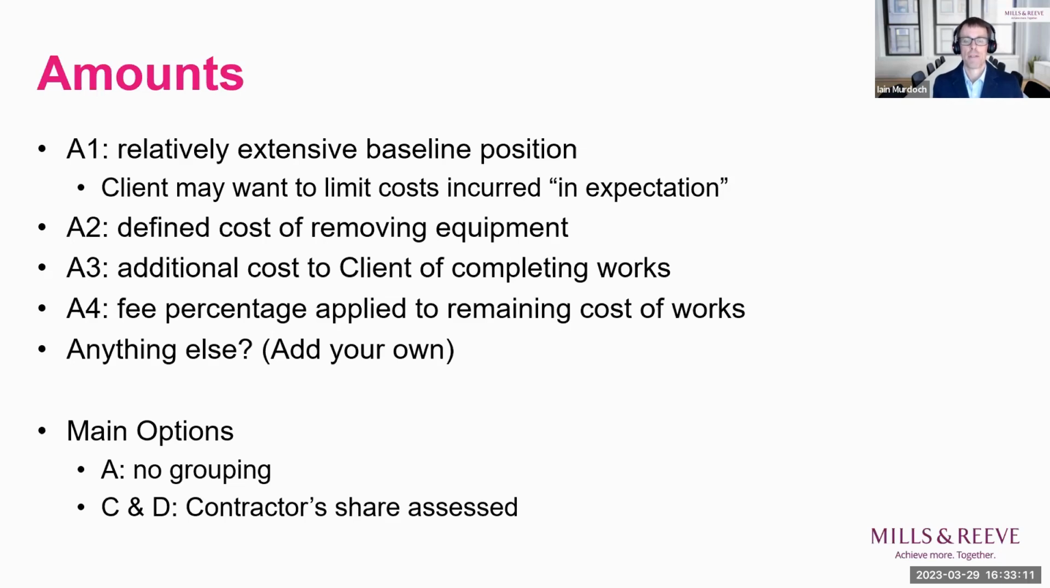A2 picks up the defined cost of removing equipment from site. A3 allows for the additional cost to the client of completing the works. And A4 means that the fee percentage would be applied to the remaining cost of works. And if we cast our mind back to the table, or you're familiar with the termination table, again, from that list, it will be immediately apparent, I'd hope, to those of you familiar with the way that construction contracts work, that not all of those amounts are going to be payable in all circumstances.